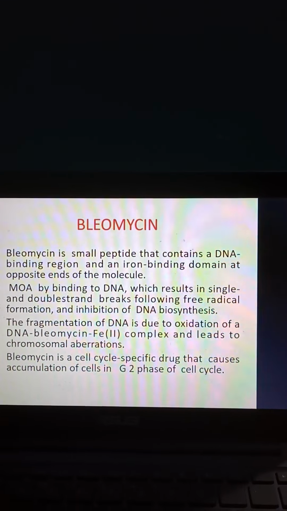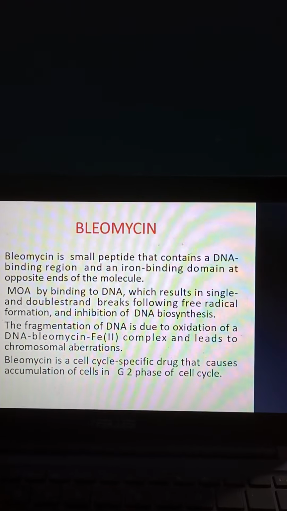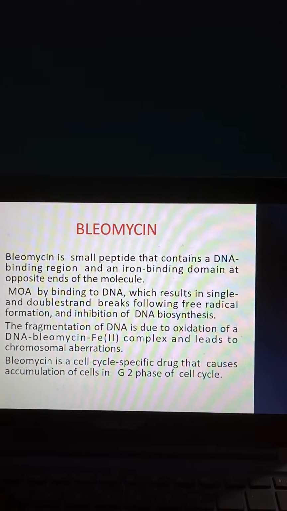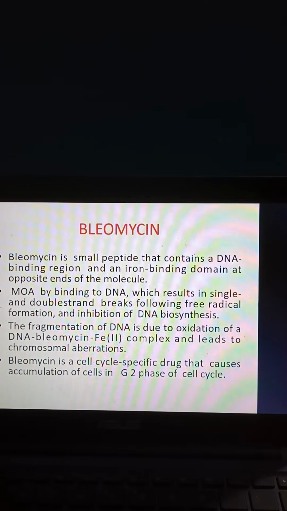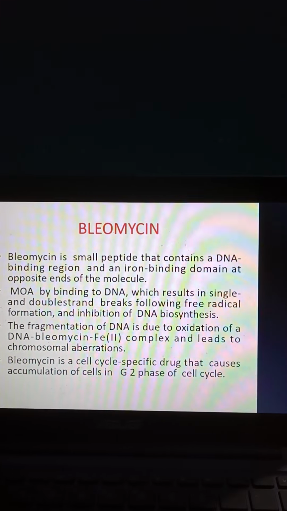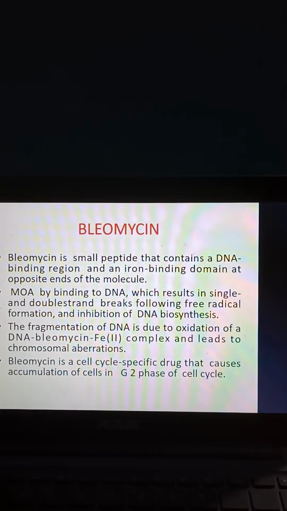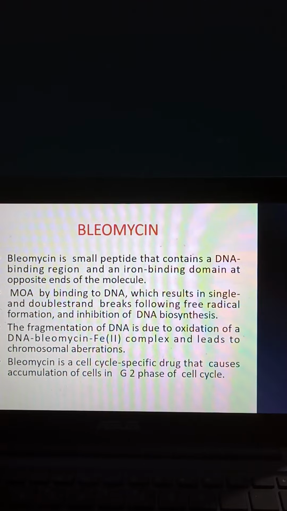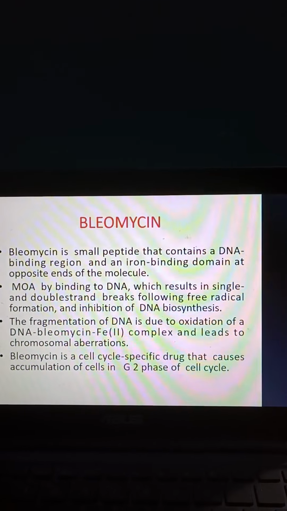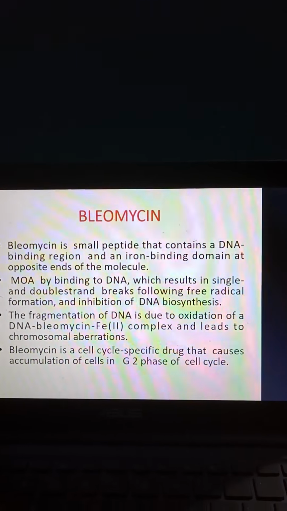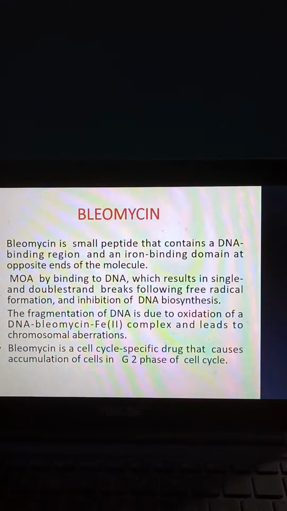Then coming to bleomycin. Bleomycin is a small peptide that contains a DNA binding region and an iron binding domain at opposite ends of the molecule. Mechanism of action: by binding to DNA and ribonucleic acid, which results in single and double strand breaks following free radical formation and inhibition of DNA biosynthesis. The fragmentation of DNA is due to oxidation of a DNA bleomycin Fe2 complex and leads to chromosomal aberrations.